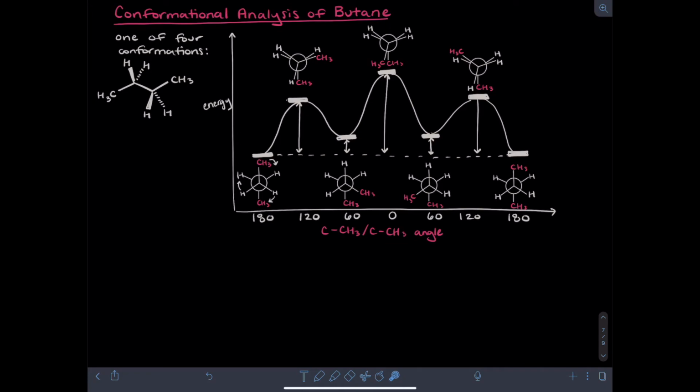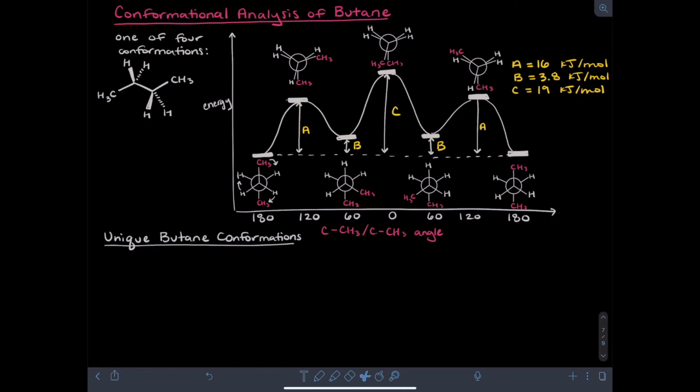I also have 2 different types of eclipsed conformations. I have 2 cases on the left and right at 120 degrees, where I have methyls eclipsing hydrogens, and my highest energy point of my whole diagram is where one methyl eclipses another methyl. Here I've labeled these differences in energy, A, B, and C, and I've provided these energy values in kilojoules per mole. I want to highlight the different features of the 4 different unique conformations in butane.